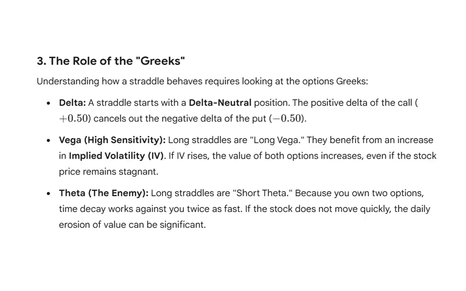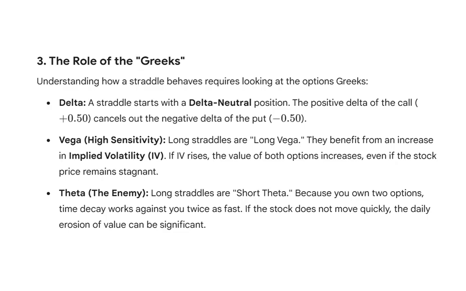3. The role of the Greeks. Understanding how a straddle behaves requires looking at the options Greeks. Delta: a straddle starts with a delta neutral position. The positive delta of the call, +0.50, cancels out the negative delta of the put, -0.50.